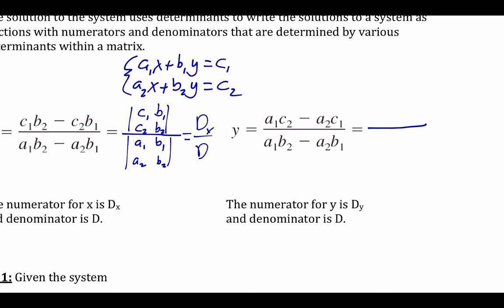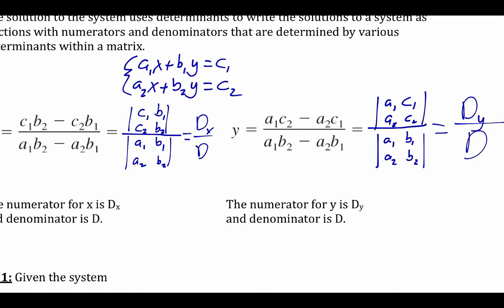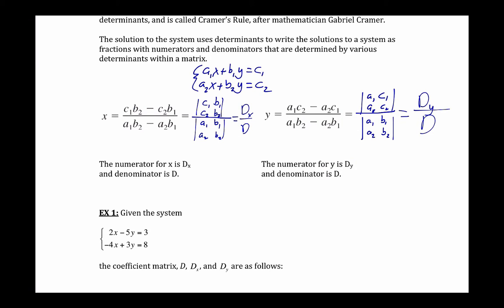So our numerator looks like a determinant, and that determinant would come from the matrix that looks like this: a1, c1, a2, c2. And the denominator is the same matrix that we were using on the x solution: a sub 1, b sub 1, a sub 2, b sub 2. The numerator is going to be called d sub y, the determinant for y over d. So again, the numerator for x is d sub x, and the denominator is d. And the numerator for y is d sub y, and the denominator is also d.